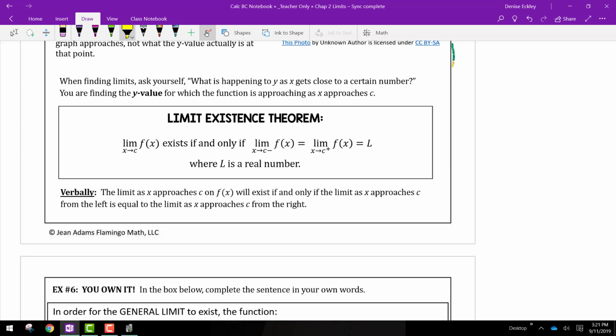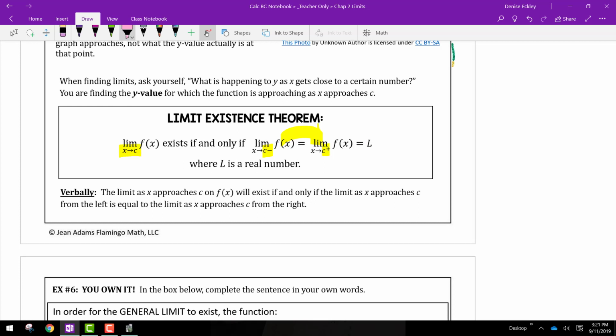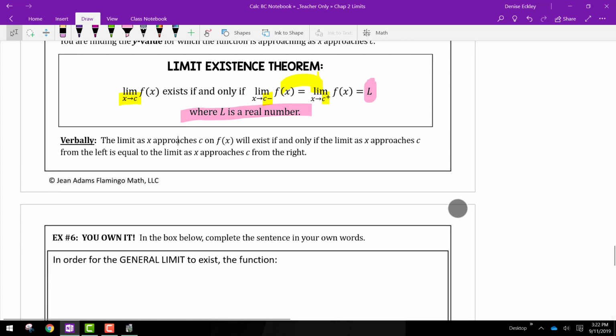which tells us, as we've been doing, that the limit of a function at a specific point, c, exists if and only if the left-hand limit and the right-hand limit are equal. And the other important part is, not only do they have to be equal, they have to equal a real number. And that's important. They just both can't be infinity or negative infinity. They have to equal a real number. So verbally, what this is saying is the limit as x approaches c of f of x will exist if and only if the limit as x approaches c from the left is equal to the limit as x approaches c from the right.